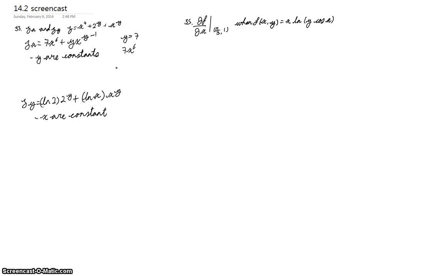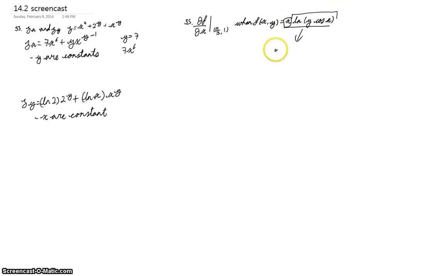Okay, the partial of f with respect to x when x and y are pi over 3 and 1 respectively, and we know that f of x and y is x ln of y cosine of x, and we are doing this with respect to x. So we first know that we have to use the product rule here. So we have to differentiate this. First, let's differentiate the left function. This is going to be left, and this is going to be the right function.